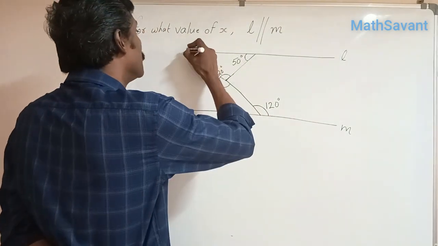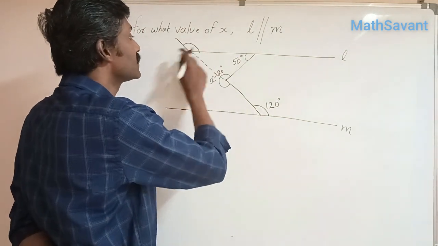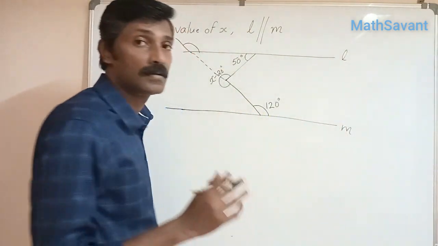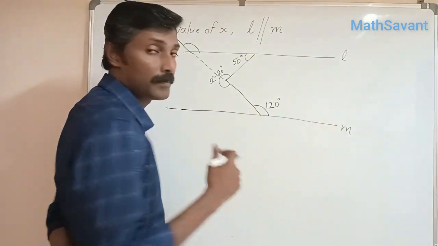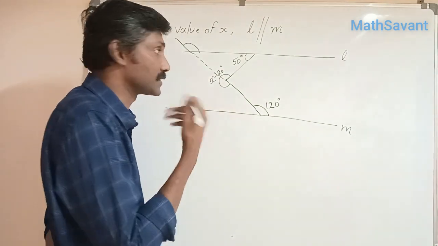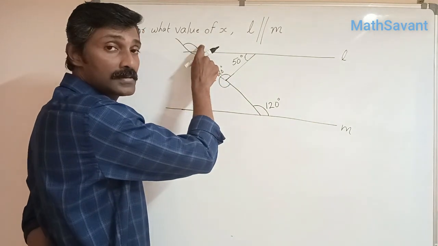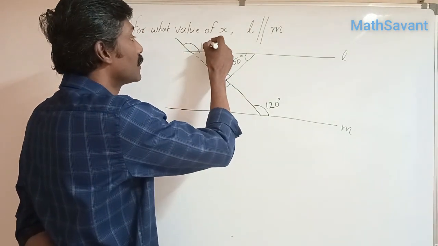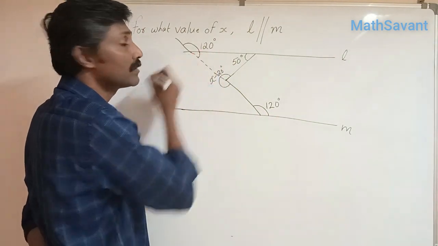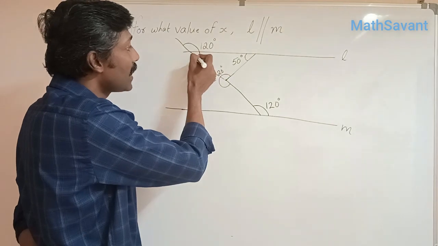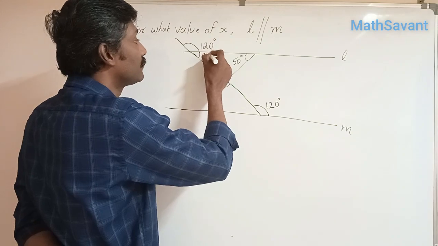So if I extend this further, then these two angles are corresponding angles because L and M are parallel. That's our assumption, right? We assume that L and M are parallel. Then we will find out what will be the value of X. So if these two are parallel, that means these two are corresponding angles. So this also has to be 120 degree, correct? And this is a straight line, so this is a linear pair. So this small angle will be 180 minus 120, which will be 60 degree, correct?